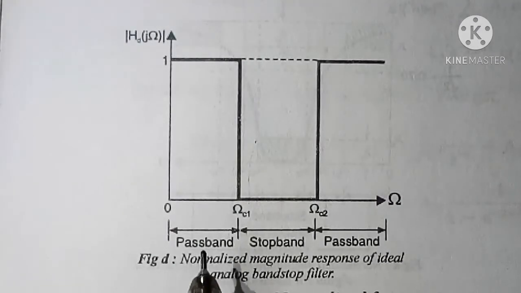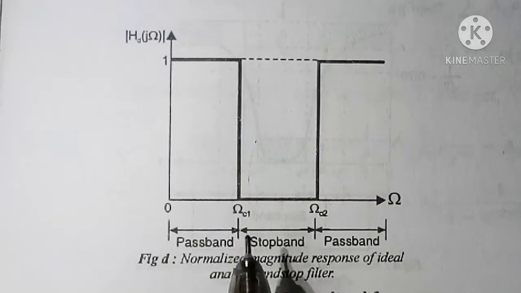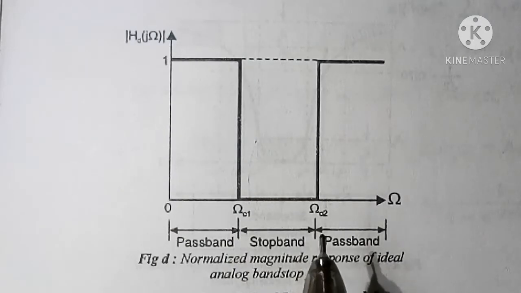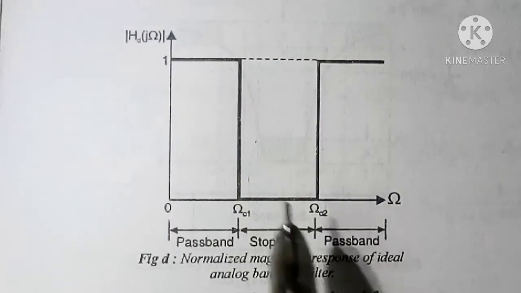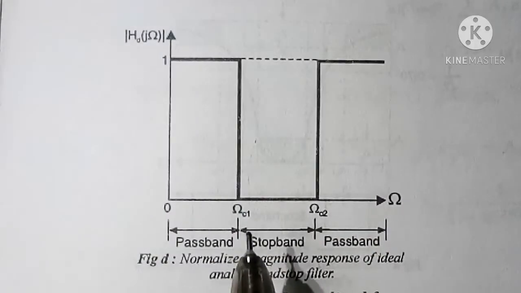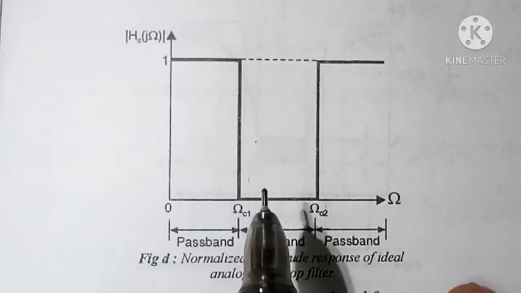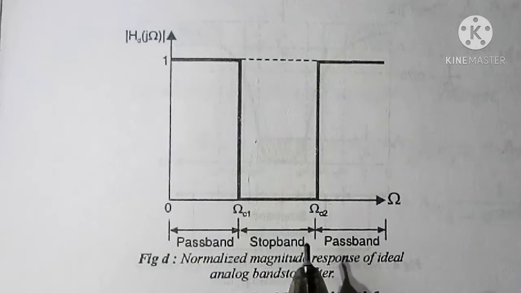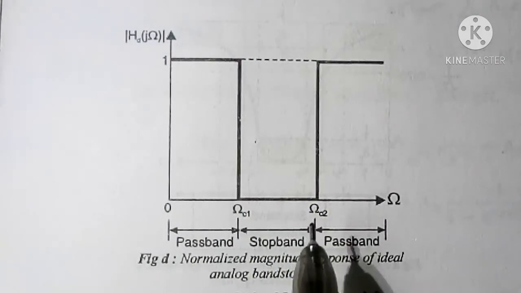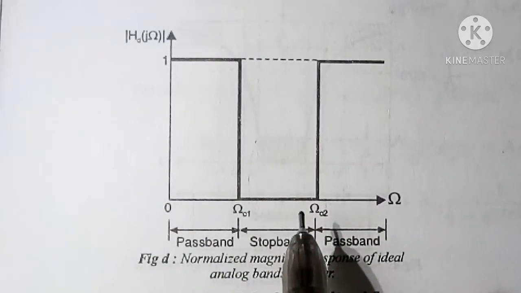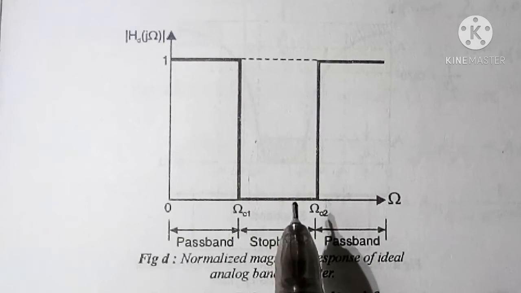The first pass band is from 0 to omega c1, that is lower cutoff frequency, and from omega c2 to infinity, that is upper cutoff frequency. Omega c2 is upper cutoff frequency, omega c1 is lower cutoff frequency. And for two pass bands, the magnitude is equal to 1. The range of frequencies between omega c1 and omega c2 is called stop band, and for the stop band, the magnitude is equal to 0.